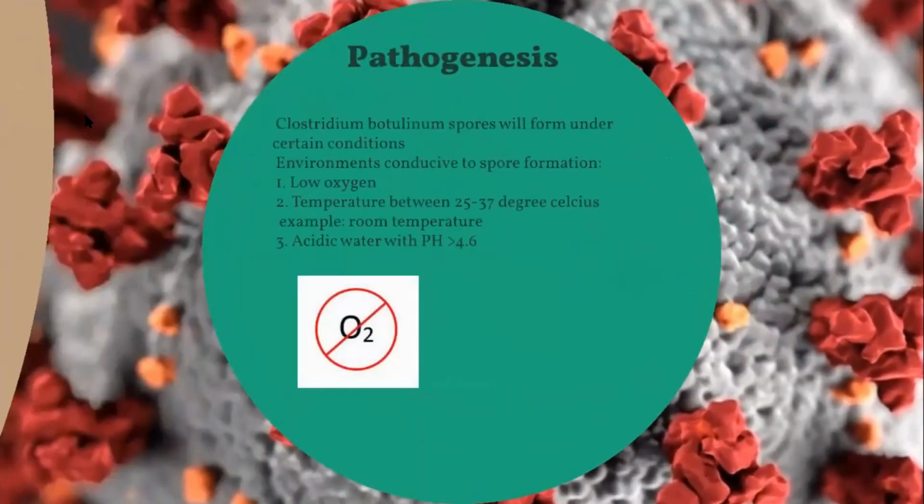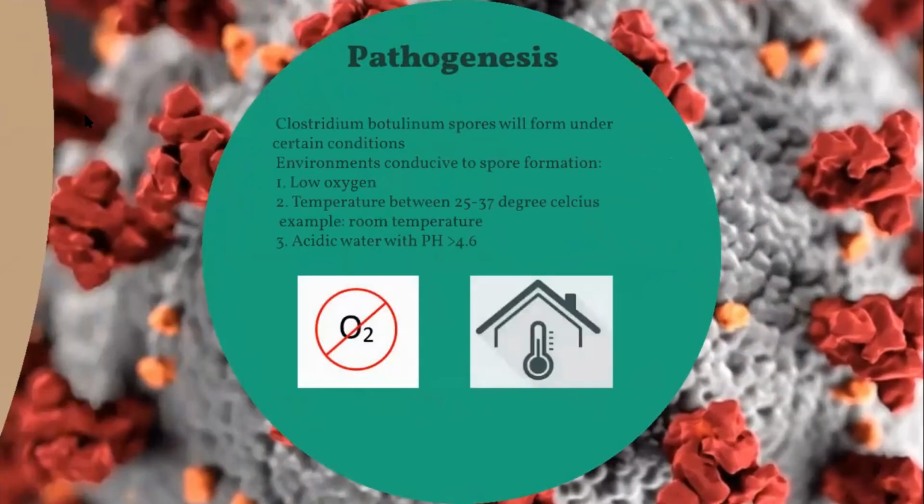When the spores of Clostridium botulinum form under certain conditions, again, Clostridium botulinum requires no oxygen at all. It needs an environment that has no oxygen. If something causes stress to the bacteria, for example the presence of oxygen, the bacteria will sense it and produce spores to protect itself. These spores are metabolically inert and resistant to many environmental stresses.